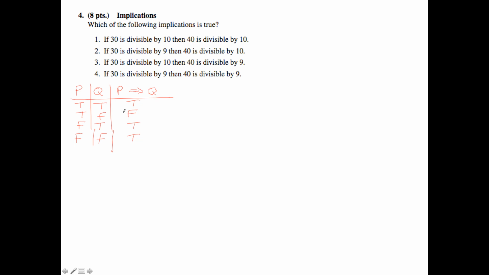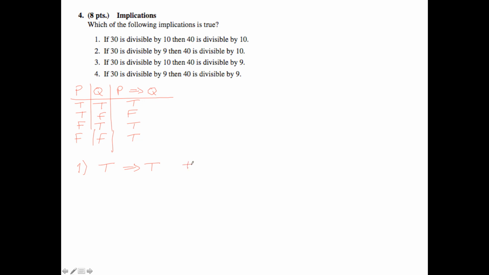So what we need to do is figure out for each of these statements if P is true or false, and if P is true, we need to make sure that Q is true, otherwise the implication will be false. So for the first one, we have if 30 is divisible by 10, therefore we have a true statement, then 40 is divisible by 10. That's also true. So we end up with true implies true, which puts us in the first case, meaning that P implies Q is true.